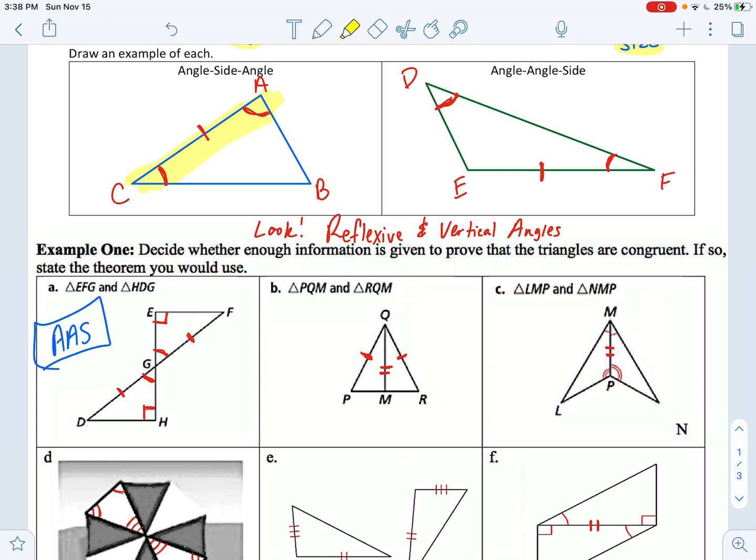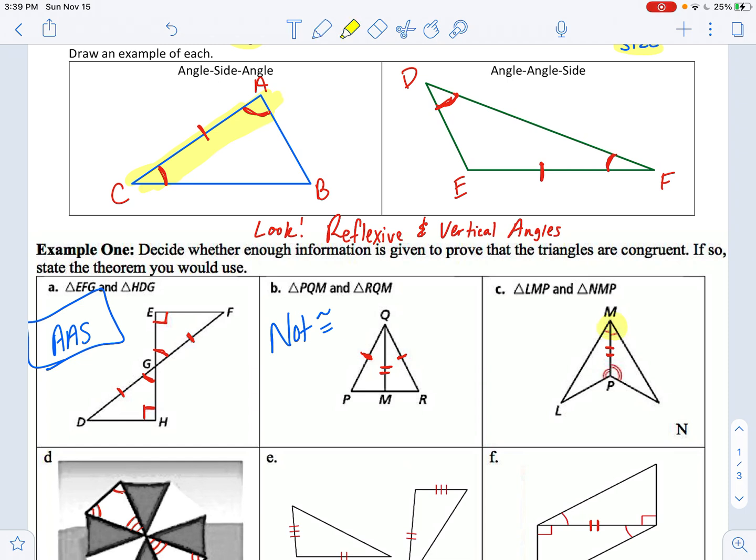Let's try letter B. I have a side, I have a side. I don't know anything about the angles at all. And over here I've got a side and a side. I don't know anything about the angles, so that would be not congruent because I don't have angle, side, angle. I don't have angle, angle, side. I don't even have side, angle, side. I don't have side, side, side. I have no idea if these are congruent or not, so I'm going to have to assume not congruent.